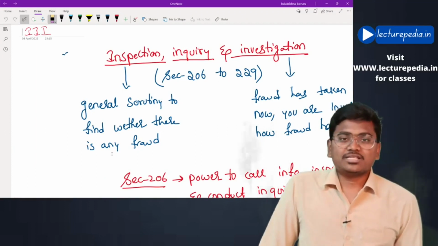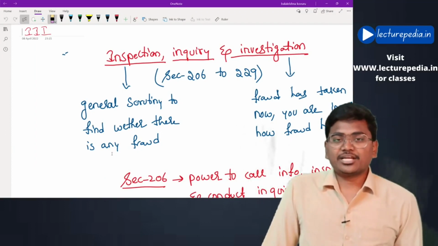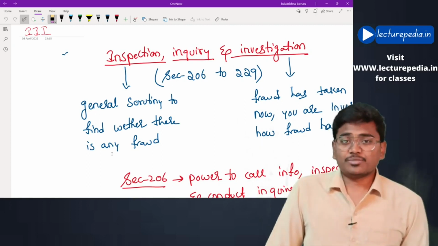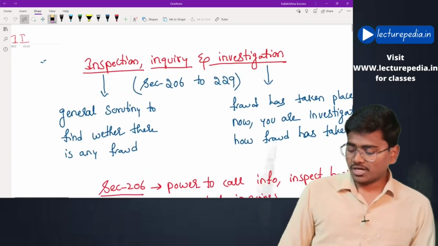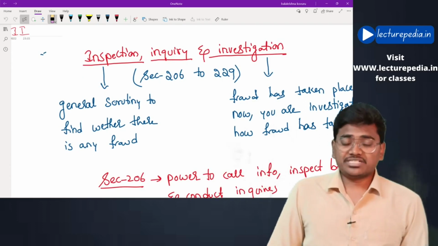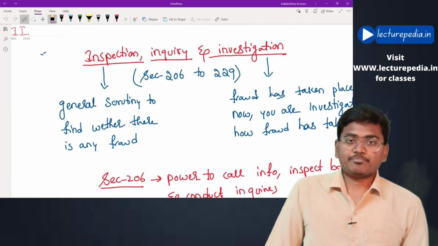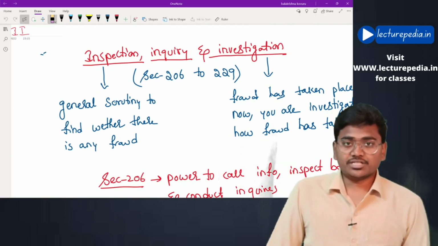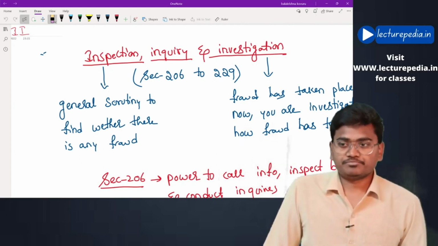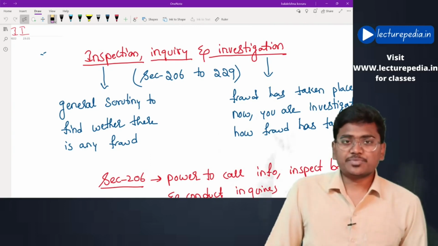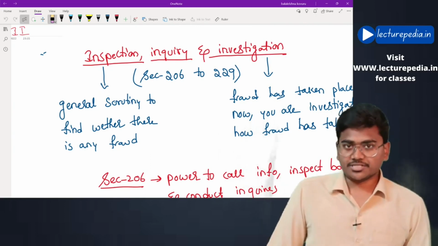In this class we will be revising inspection, inquiry and investigation from the Companies Act. We have already covered the revision classes relating to directors, oppression and mismanagement, and all the chapters relating to economic laws as well. Now we will be starting with inspection, inquiry and investigation.